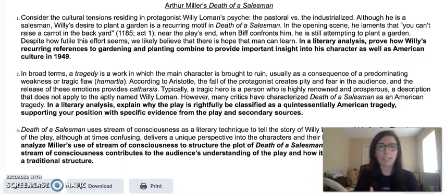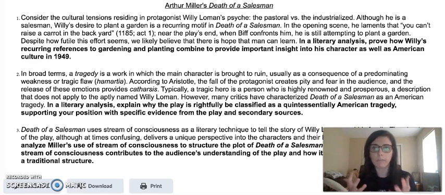I have organized these a bit according to theme, as I have for the Glass Menagerie prompts, and I hope that any of these could be lucrative to an argumentative paper about this play. So first, I want to look at a binary opposition set up in the play Death of a Salesman, and it's the pastoral versus the industrial.